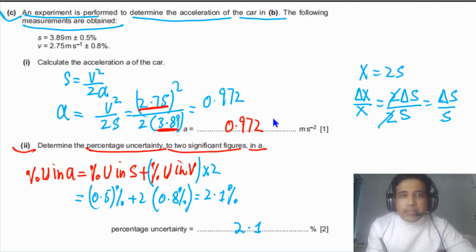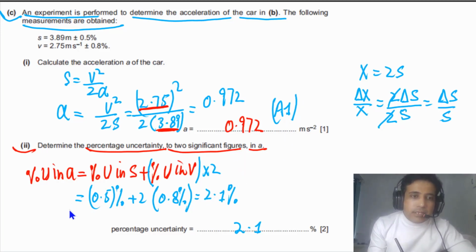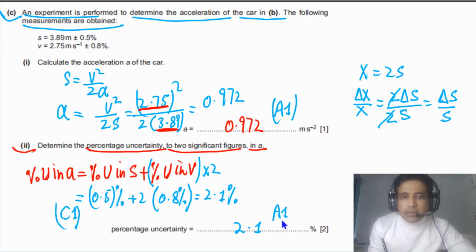For the first question, if you have got the right answer, you will get 1 mark, and this is the answer mark. And for the second question, if you have written these steps, you will get 1 mark, and this is the C mark. And if you have got the right answer, you will get another mark, that is the answer mark. But if your answer is wrong, but you have written these steps, still you'll get 1.